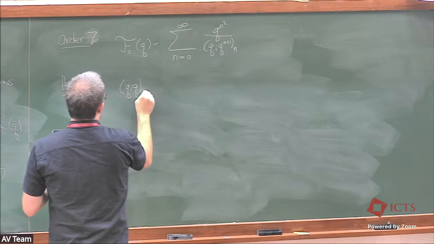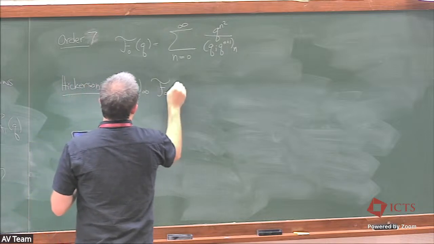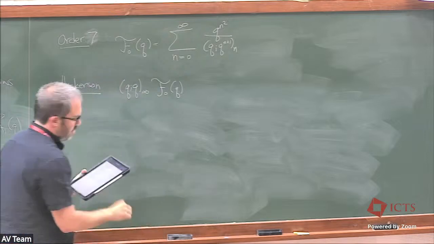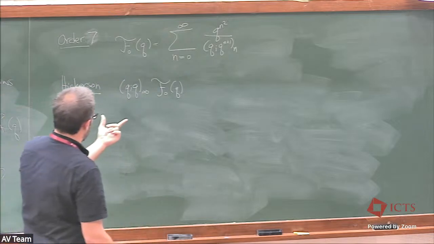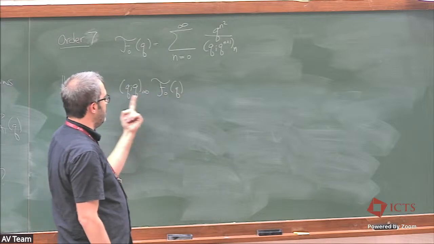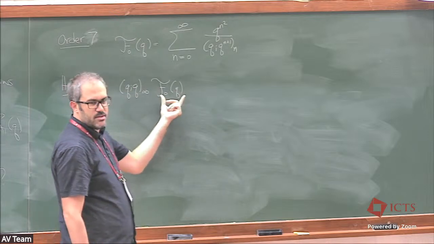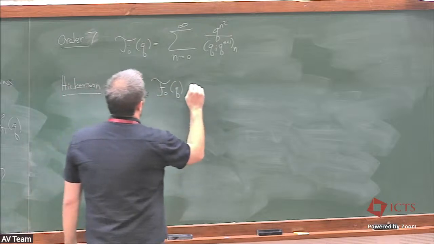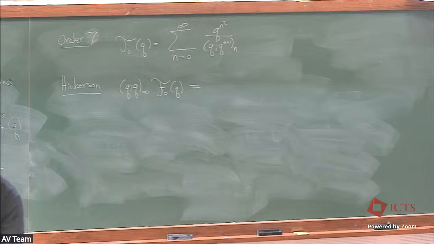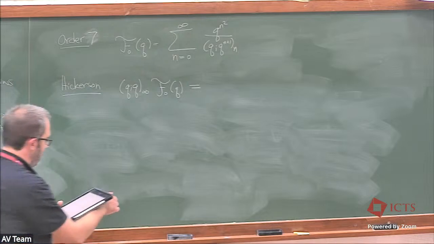q sub infinity F0 of q. So q sub infinity, that's basically the eta function. So this thing should be some kind of weight 1. Well, if F0 is kind of a modular form, then this should be some kind of weight 1 thing. But here's the formula. It's kind of mysterious.